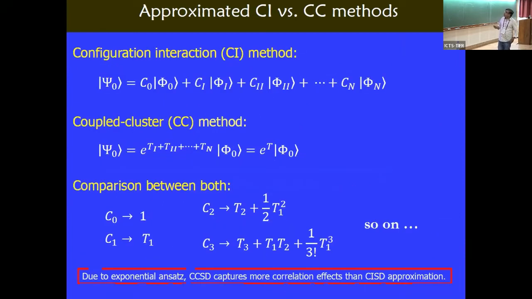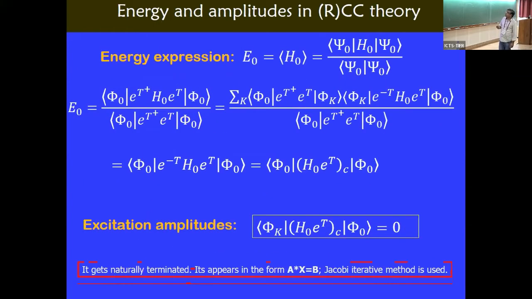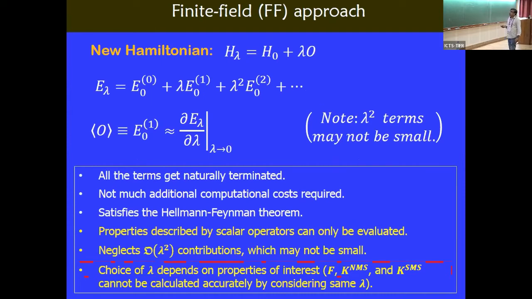Now, provided we know the coupled cluster theory, we can calculate the energy expression or energy of the states using this approach. This is the amplitude. Once we solve the amplitudes of the T operators using this equation, the energy can be calculated using this kind of Jacobi iterative approach. But the problem is, if you want to compute other properties, so what happens now?